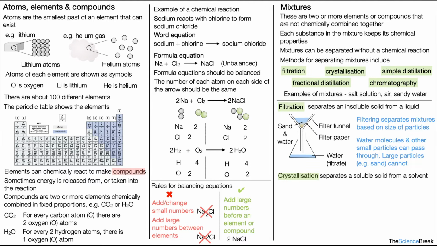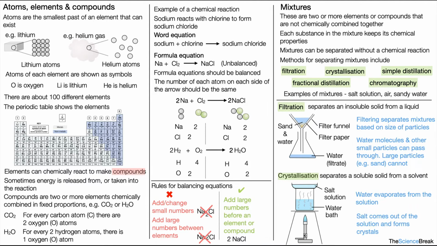Crystallization separates a soluble solid from a solvent. That means something that's dissolved in a solvent. Here is how we might do it. The example here is salt solution in an evaporating dish, as you can see in the diagram. Here is a water bath that's used to heat the salt solution, and the water evaporates from the solution. Salt comes out of the solution and forms crystals. So this is how crystallization works.